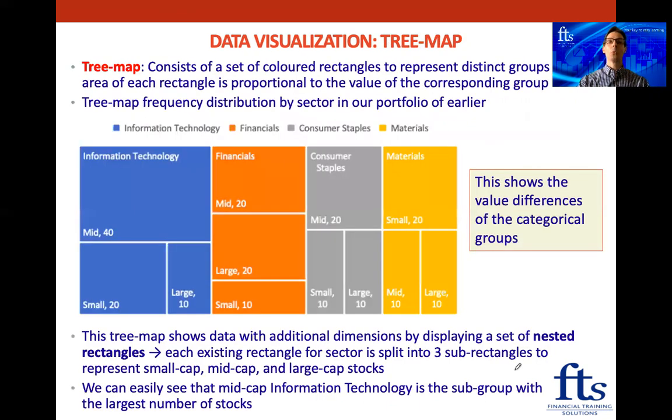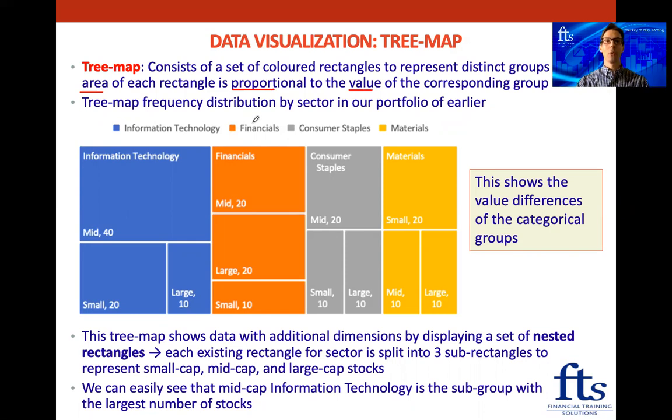And that means we can now go on to the next one, which is the tree map. The tree map is nice and easy. It just consists of a set of colored rectangles to represent our groups, and then the area of each rectangle is going to be proportional to the value of the corresponding group.